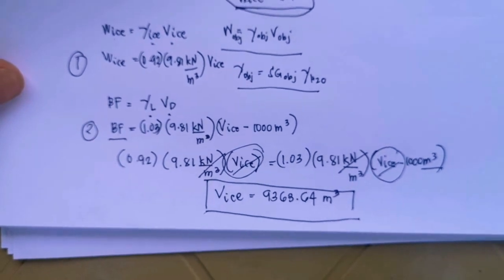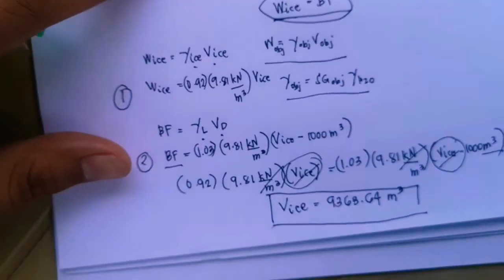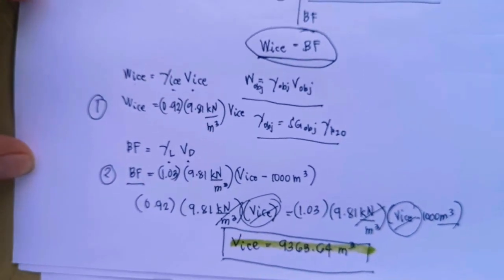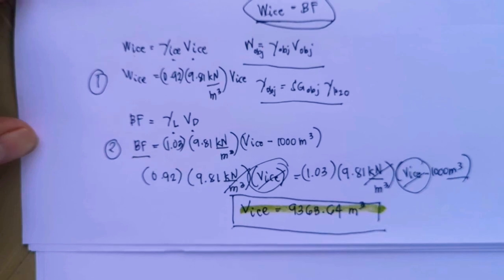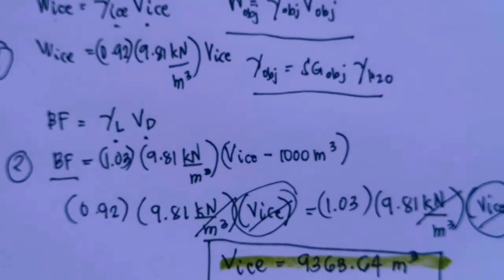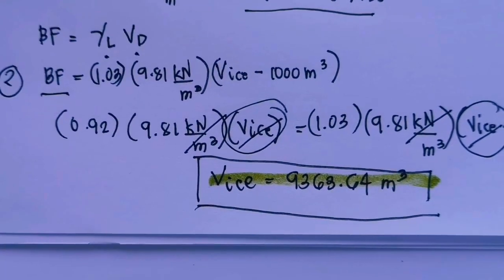So this should be our final answer. Total volume of the ice is 9363.64 meter cube. Okay? So that should be our final answer.